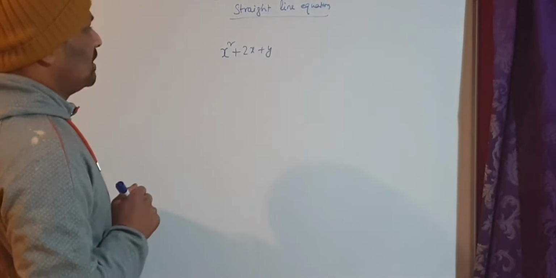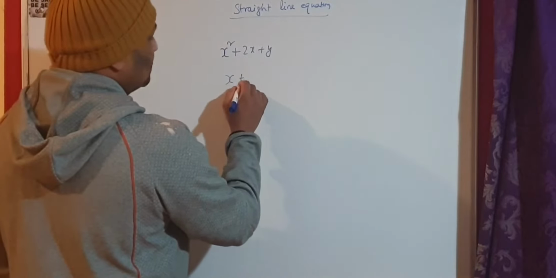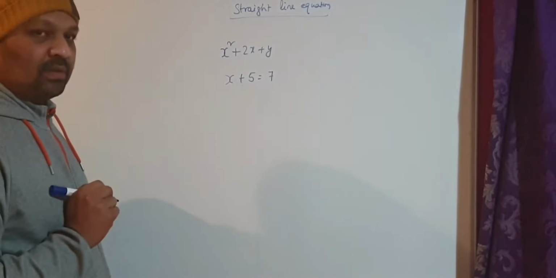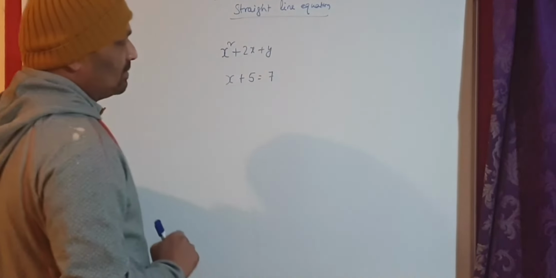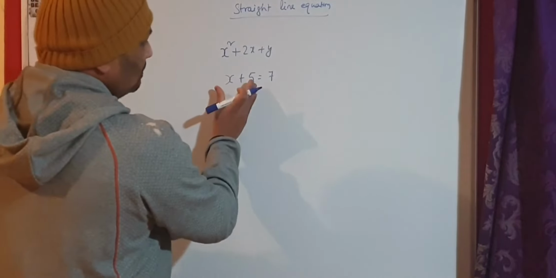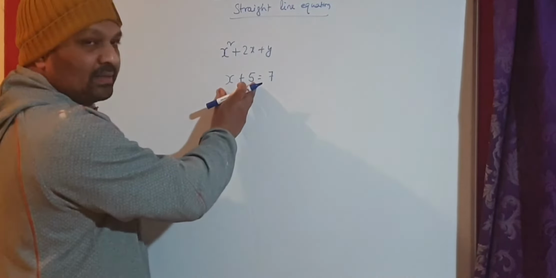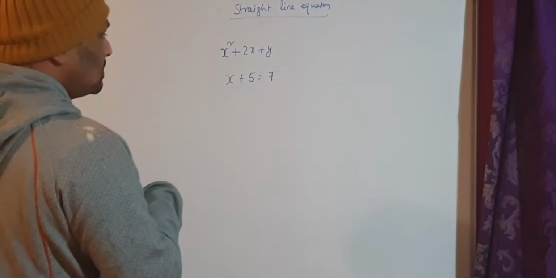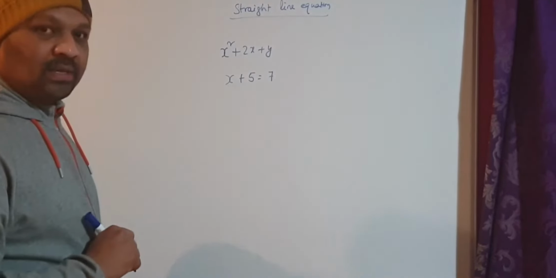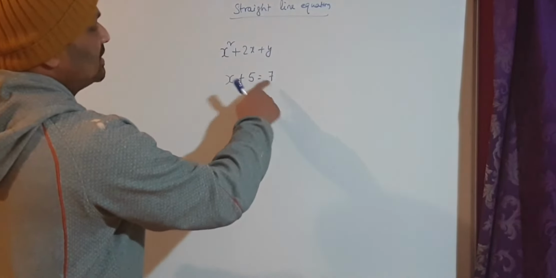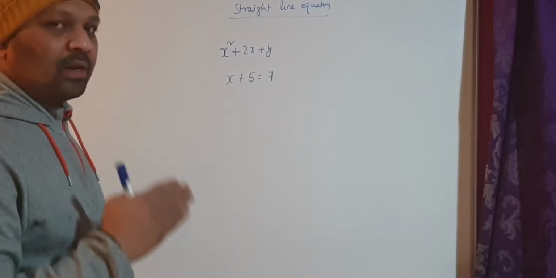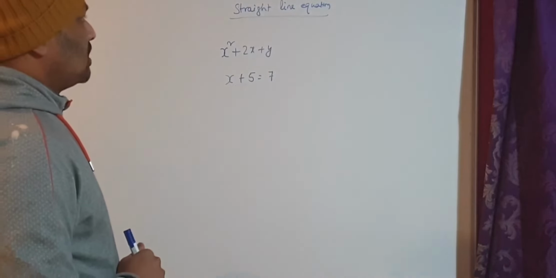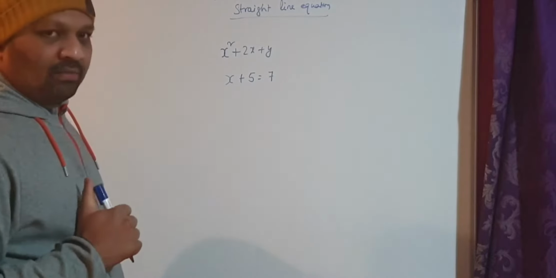I'm going to give you another one. X plus 5 is equal to 7. Is this an equation? Yes, it is an equation, because it has an equal to symbol in it, and it has a left hand side portion, LHS, and also a right hand portion. In addition, there are some unknown variables and some known quantities here. The 5 and 7 are constants, they are fixed and known to us, whereas x is an unknown quantity. This kind of equation we call a straight line equation.